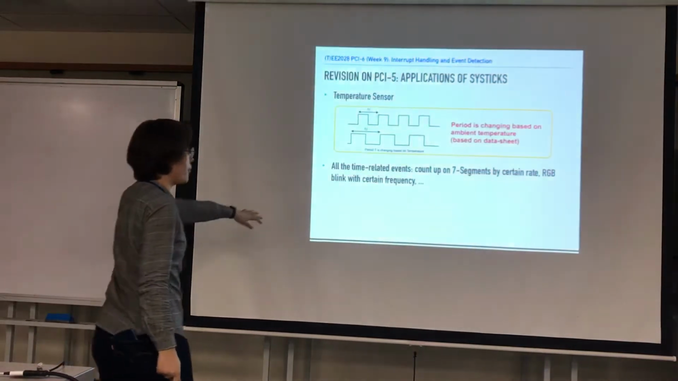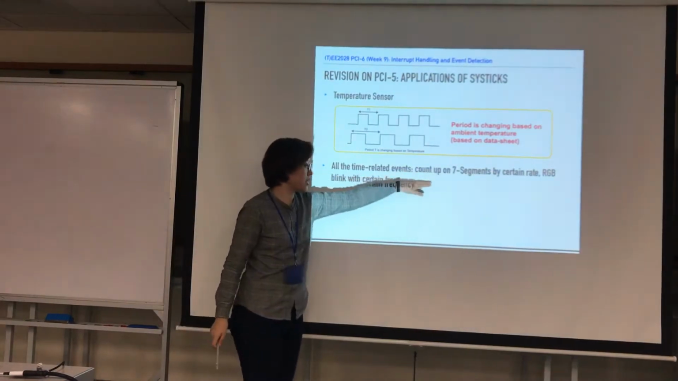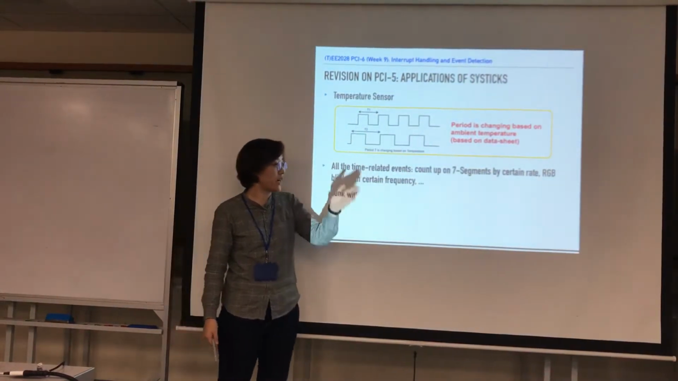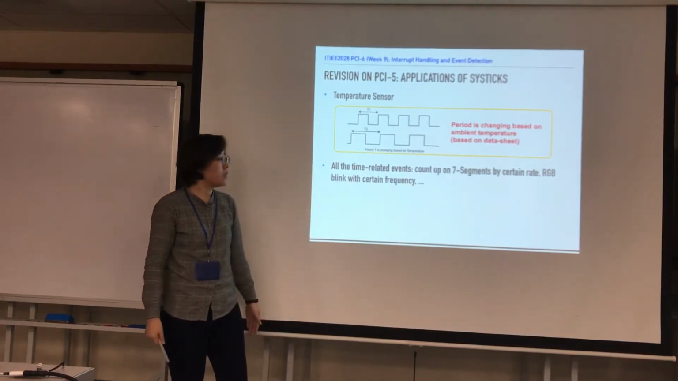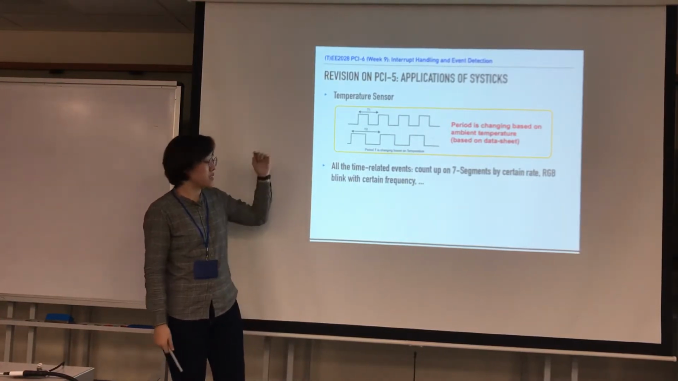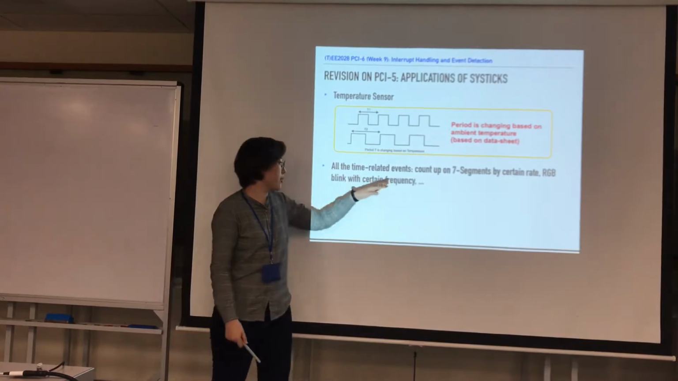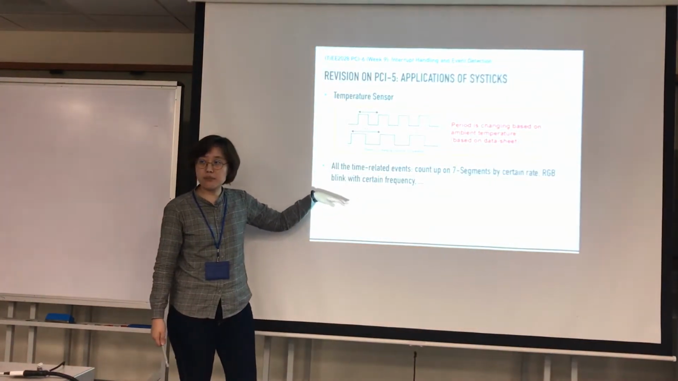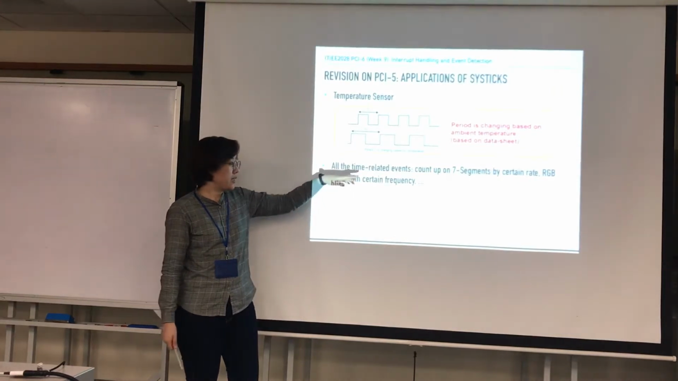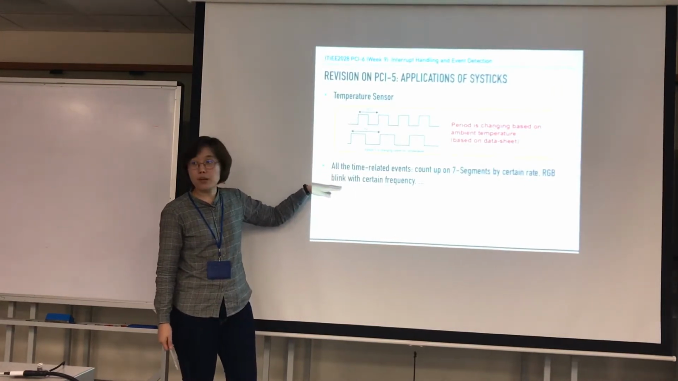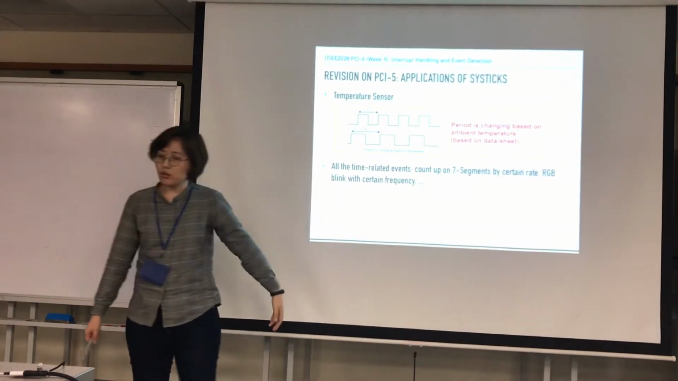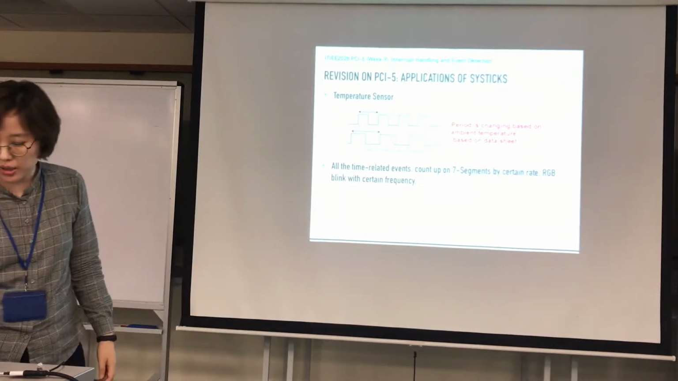Another example is the counting of the 7 segment. Let's say you count every 1 second. To handle the time, you need SysTick. Others include RGB blinking with a certain frequency. In your assignment 2, RGBs are required to blink at 2 Hz, I think. So those kinds of features you need to handle by SysTick.